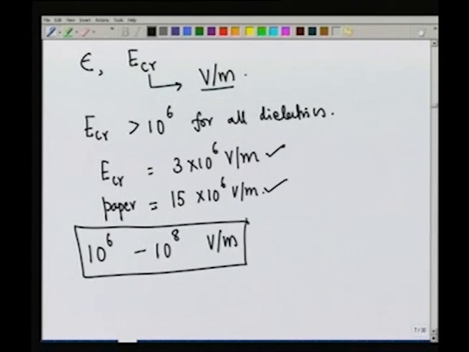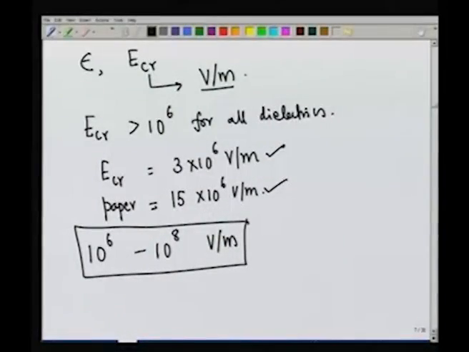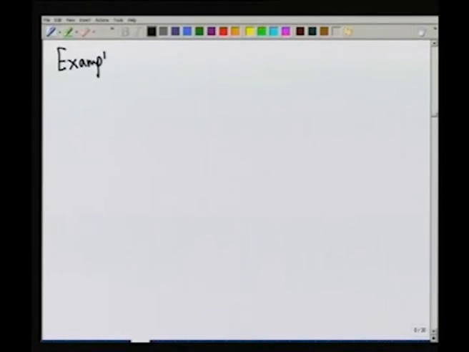So, rather than give a table at this particular stage, what I shall rather do is to give you a few applications, a few examples where you can see how both epsilon and E critical naturally play a role. So, with this brief introduction today, let us get into applications. So, let us start with examples and applications.